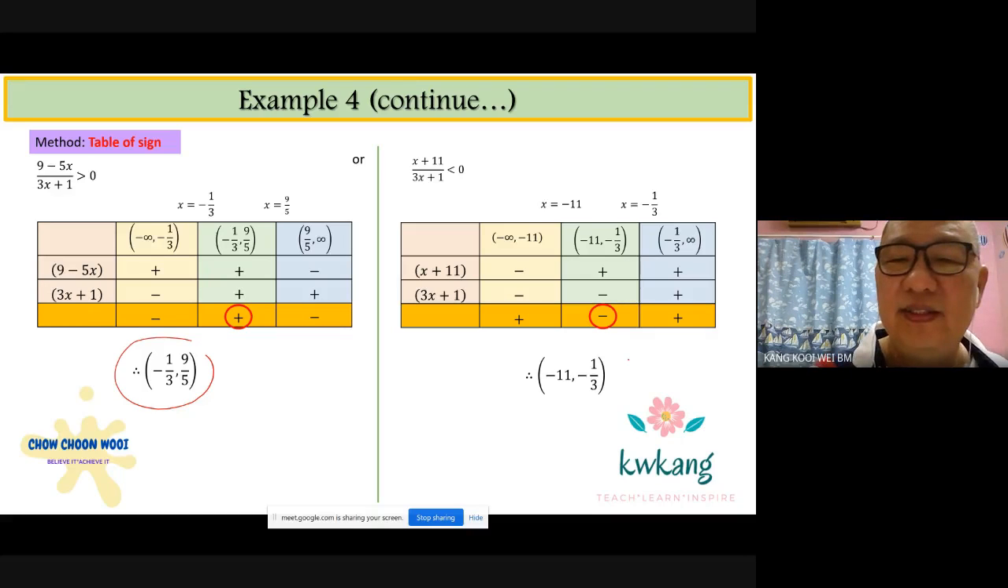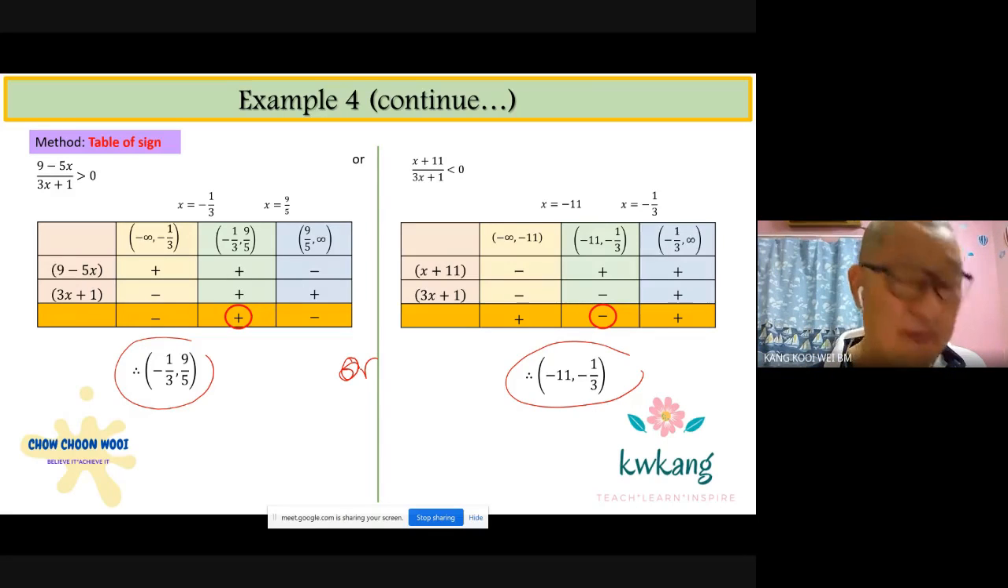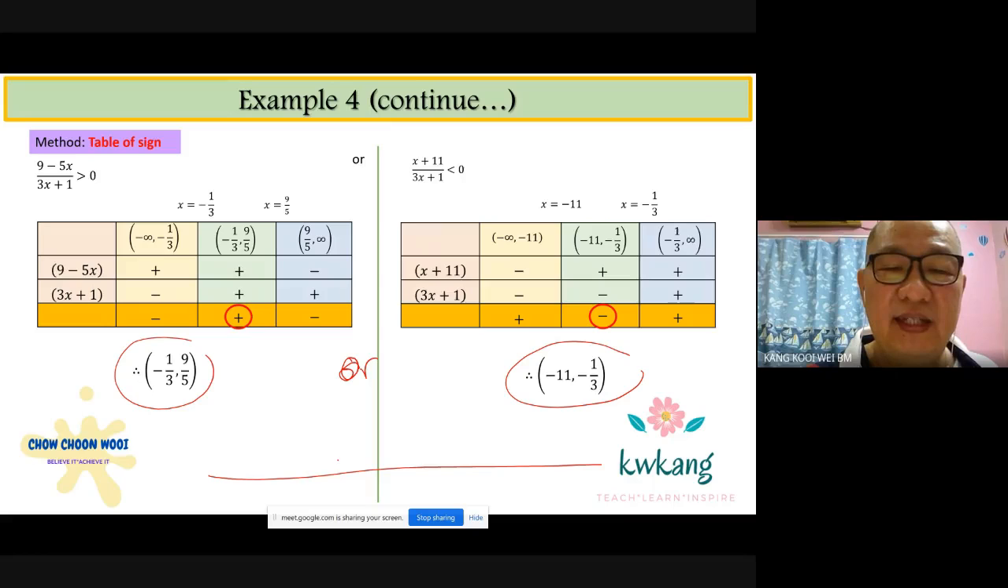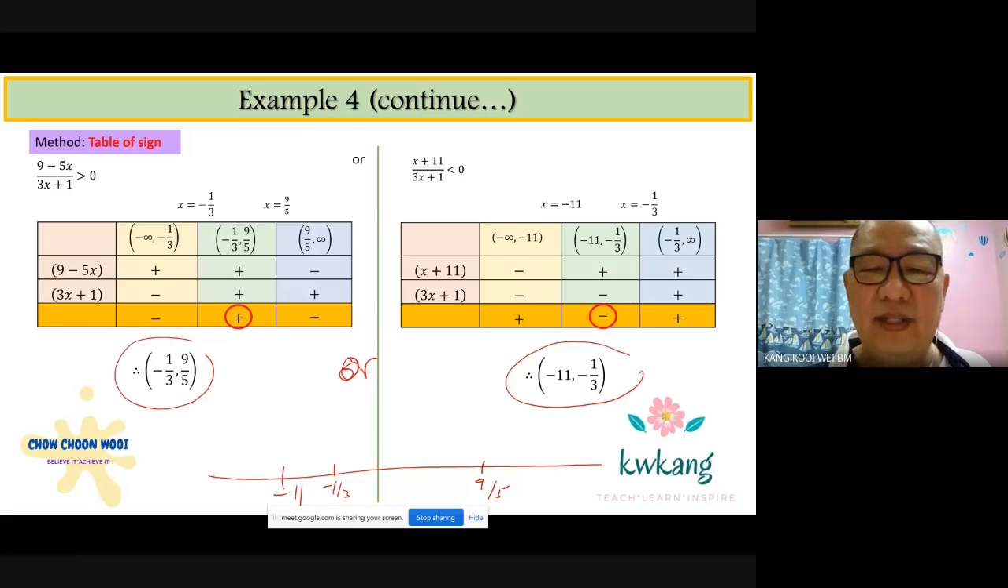Kalau sini satu, sini satu. We need to merge it by using or. Or, maksudnya back to chapter one lah, chapter one. So, bagaimana kita nak buat? Okay, what is your final answer? Yeah, do you know how to merge it? Any number line? Negative 1 over 3. 9 over 5. 9 over 5 is about 1, almost 2 lah. 1 and 4 over 5. Minus 11. Minus 1 over 3. Okay, ada 3 nilai. So from minus 1 over 3 to 9 over 5. Then the other one is from minus 11 to minus 1 over 3.